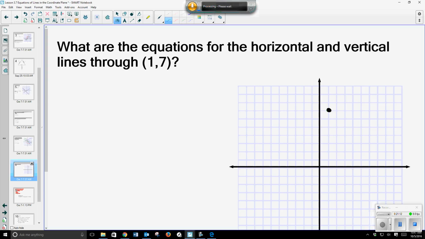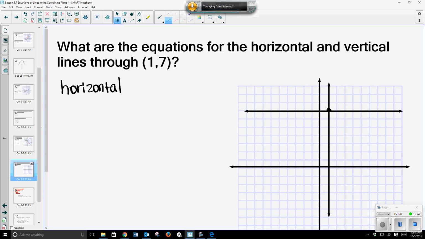It's not asking me for the equation of this point. There's not an equation of that point. We want to know the equation of a vertical line that goes through that point and an equation of a horizontal line that goes through that point. So this will be the horizontal line. Does anybody know the equation of that line? Not the slope. And that's what I'm going to make sure you don't mix up. The slope is 0. But what's the equation?